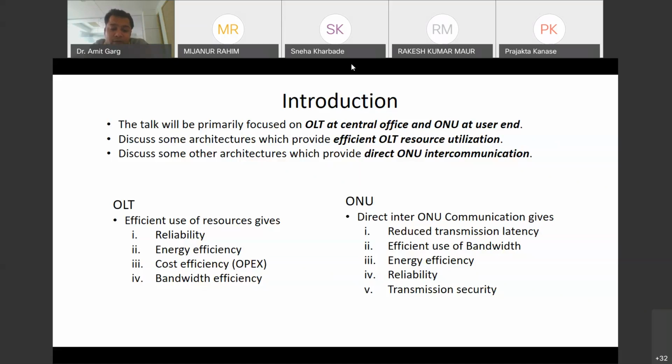Okay, and then bandwidth efficiency. Bandwidth efficiency is, if someone is asking for only 1 Gbps, then can we provide from 10 to 1 Gbps and vice versa. Okay, so we can optimize the bandwidth also. So these few points we'll discuss in this presentation.